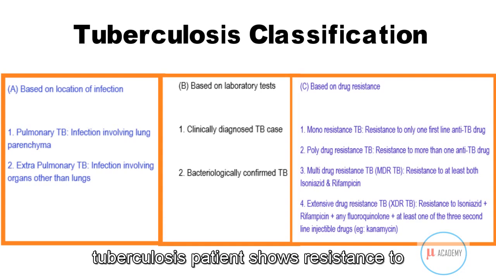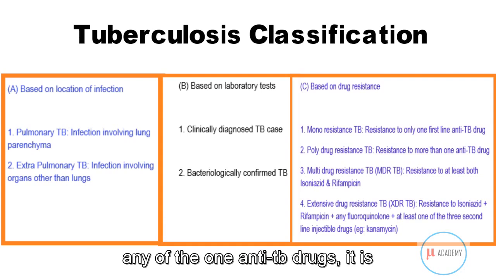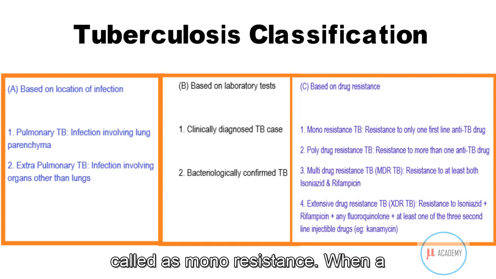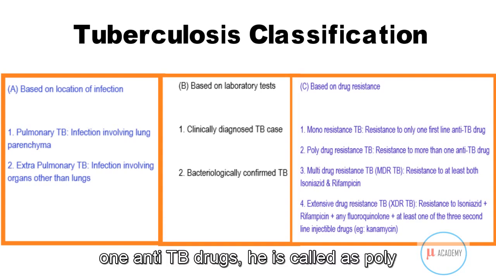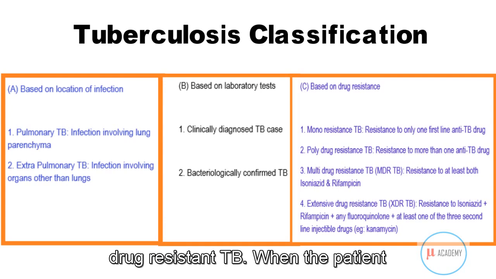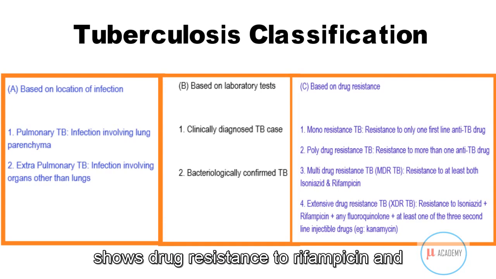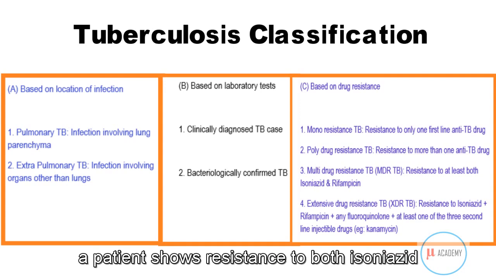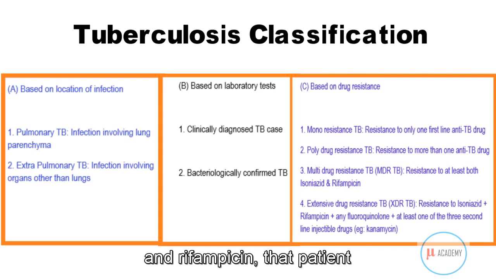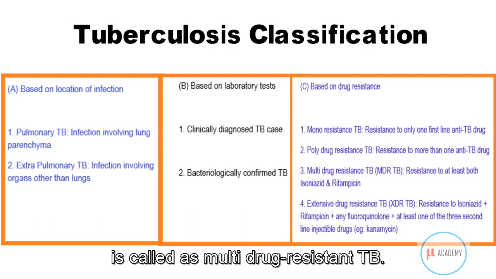Third classification is based upon drug resistance. When a tuberculosis patient shows resistance to any one anti-TB drug, it is called monoresistance. When a patient shows resistance to more than one anti-TB drug, he is called polydrug resistant TB. When a patient shows resistance to both isoniazid and rifampicin, both anti-TB drugs, that patient is called multi-drug resistant TB.